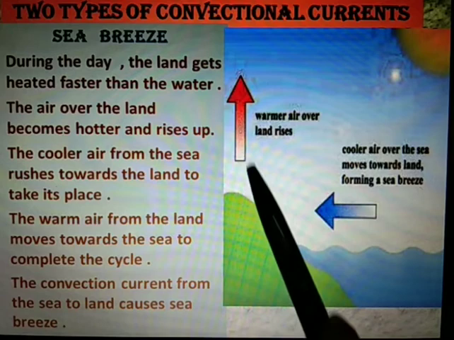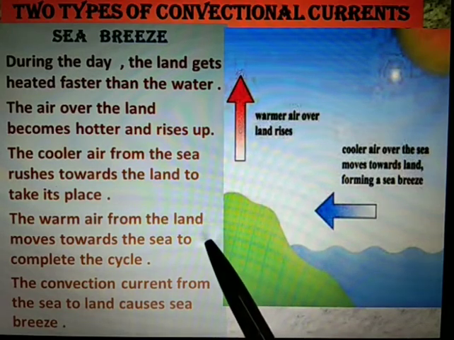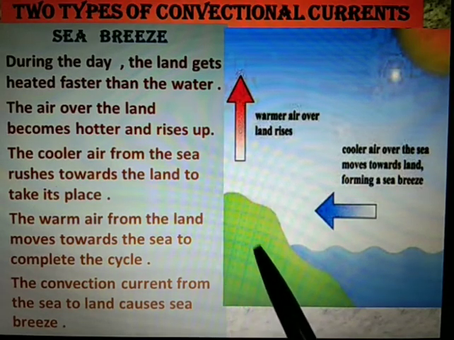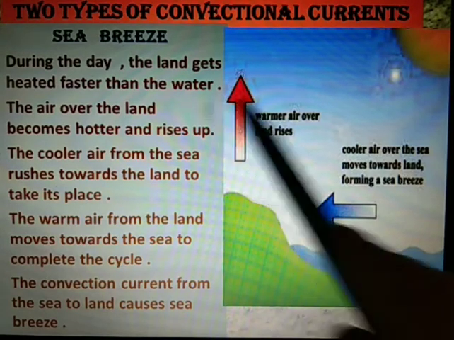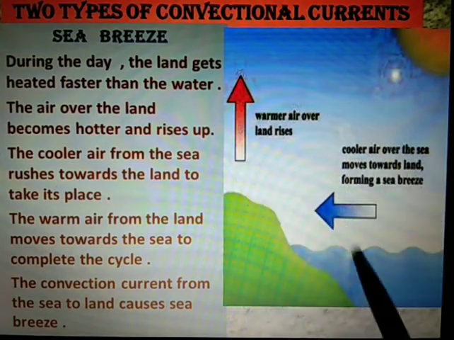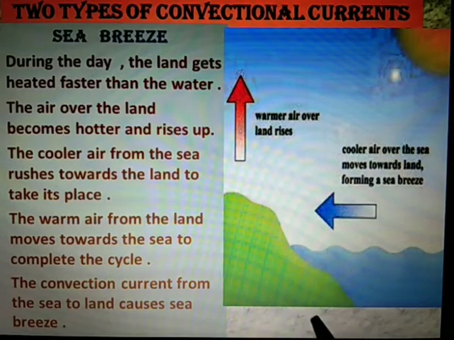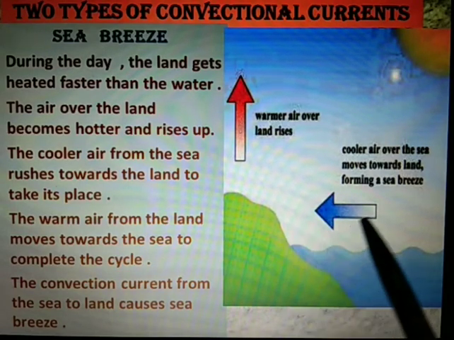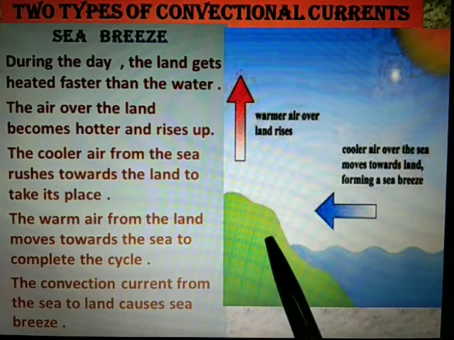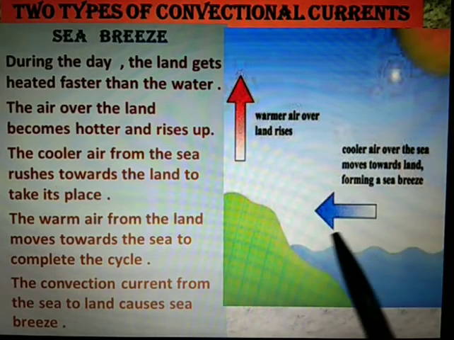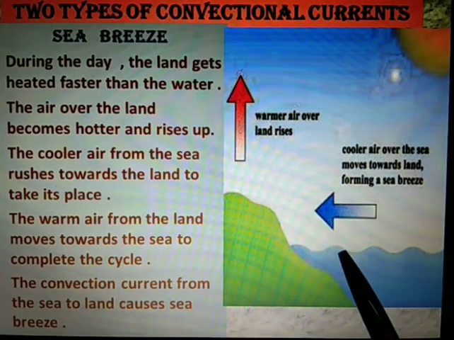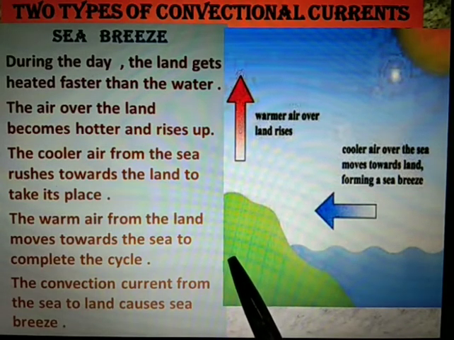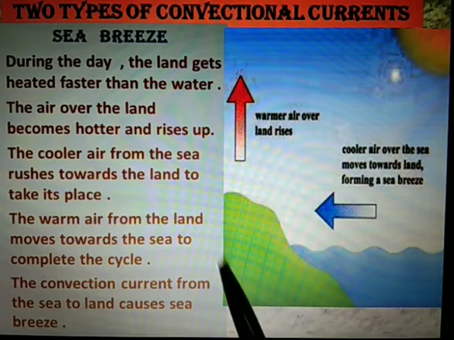Now the air above the land rises up because it becomes light in weight, and this empty space is taken by the cool air from the sea. That means the cooler air from the sea rushes towards the land to take the place. Okay, they will fill that place.